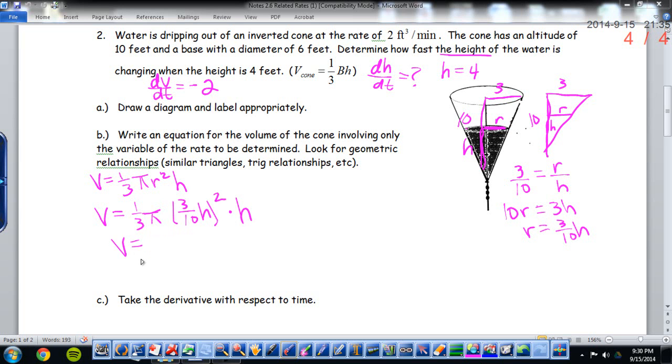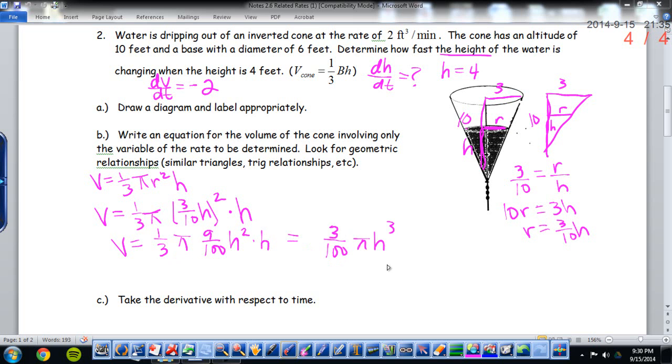All right, we are going to eventually always take the derivative on these problems, so I need to simplify this before I can take the derivative. When you square 3/10, you are going to get 9/100. So we have 9/100 h squared times the other h. And I would suggest simplifying this and reducing it. 3 will go into 9 3 times. So I end up with 3/100 pi h cubed. So that's the volume in terms of just one variable.